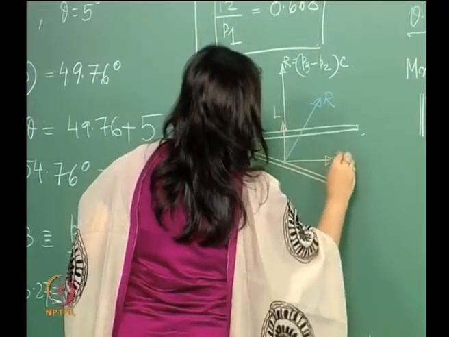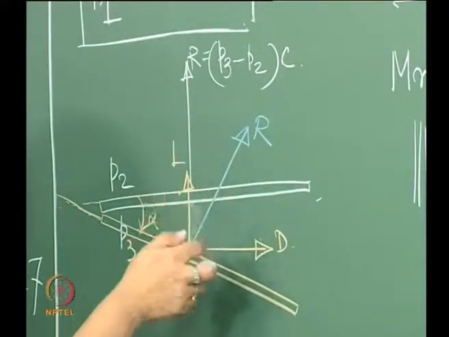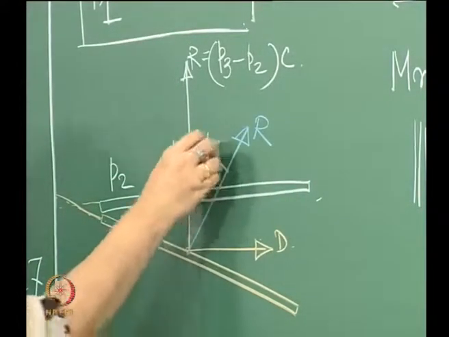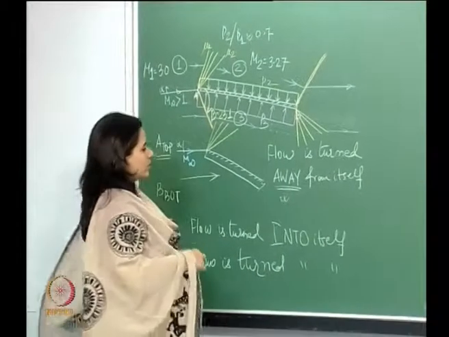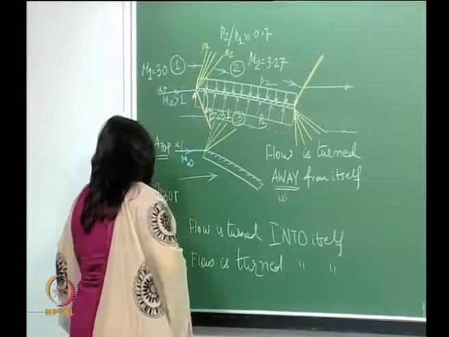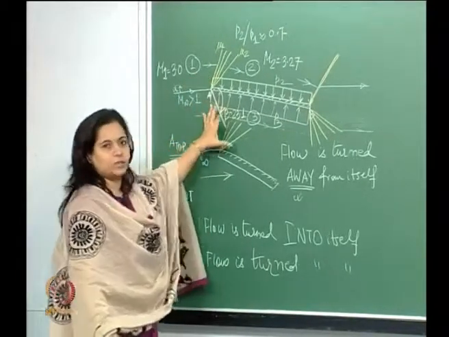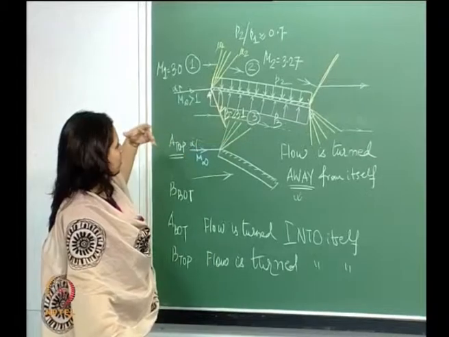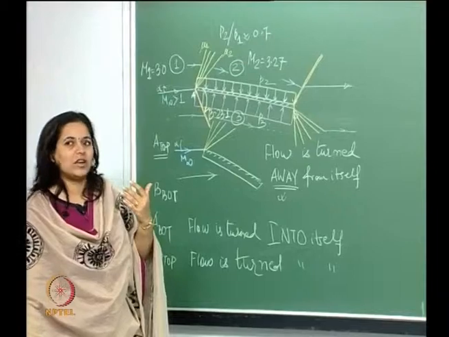This is your lift, this is your drag. Okay. So, as you can see now, I rotate this whole thing, so this becomes alpha. So, that is it. All we have basically done is used our knowledge of the expansion fan and oblique shocks, and how to calculate properties. This is something which is not new.